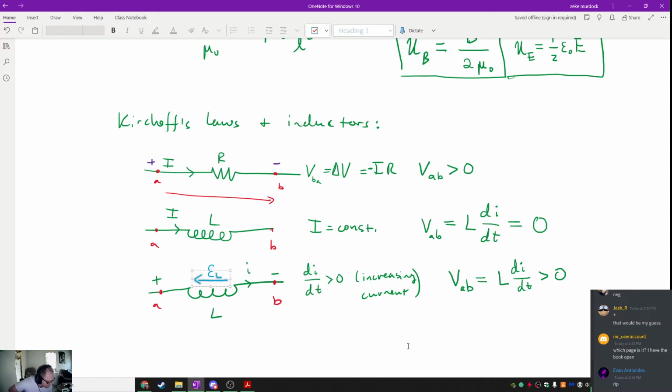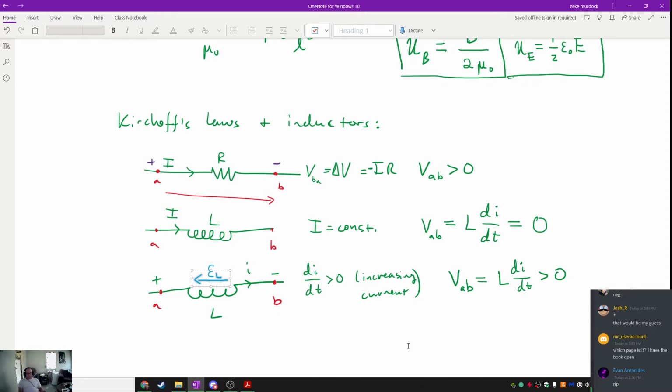It says the potential difference across the resistor depends on the current, whereas B, C, and D, the potential difference across an inductor depends on the rate of change of the current. I don't know. I just don't know.